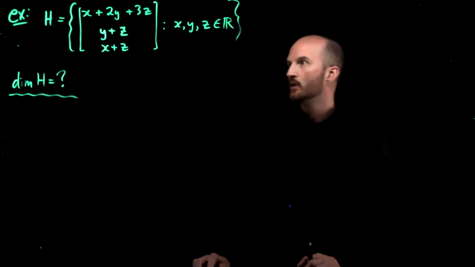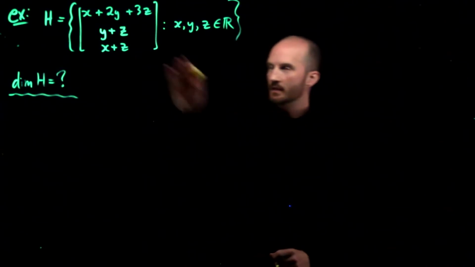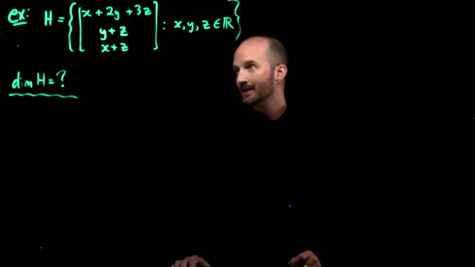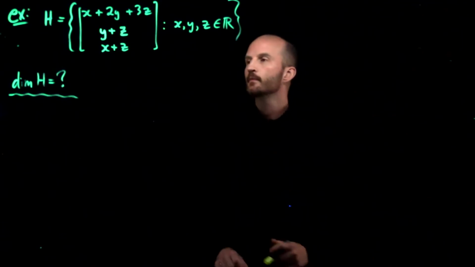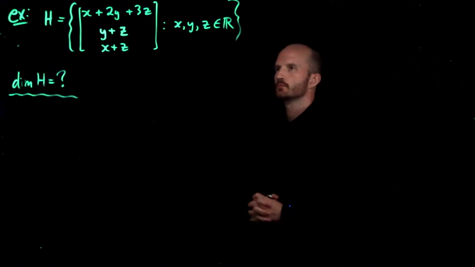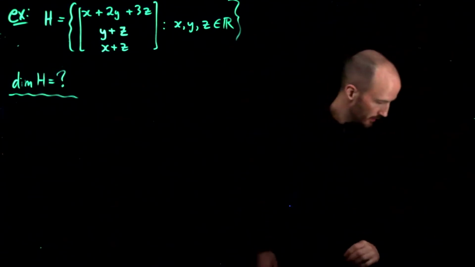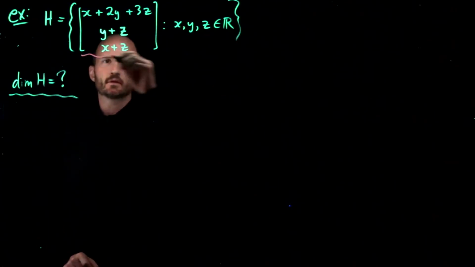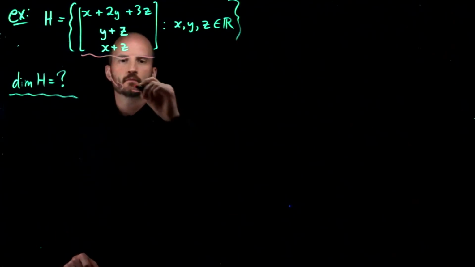Find the dimension. So H is this thing: all three-dimensional vectors that have this strange form. Let's try to extract the dimension from this mess. What am I going to do? I'm going to take this thing and rewrite it.